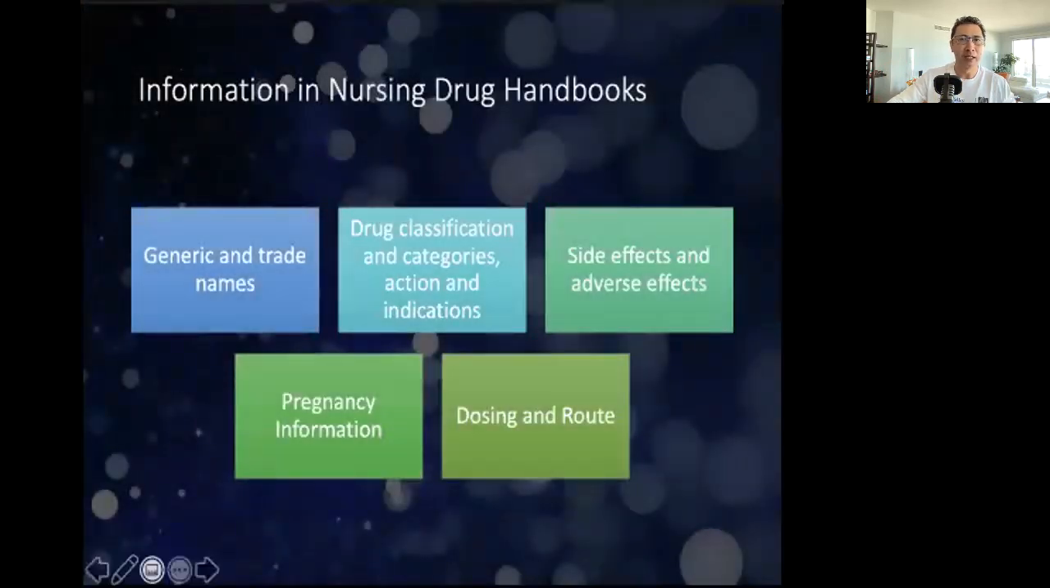Generic names, trade names. Feel like this is pharmacology 101. Drug classification, categories, side effects, pregnancy, dosing, and route. These are things you're going to need to know, especially next semester when you start going to clinicals. And yes, you will be administering medications.